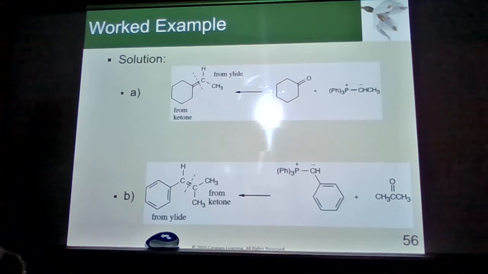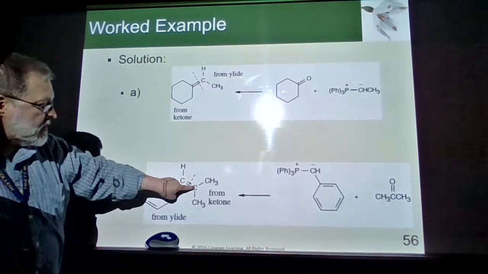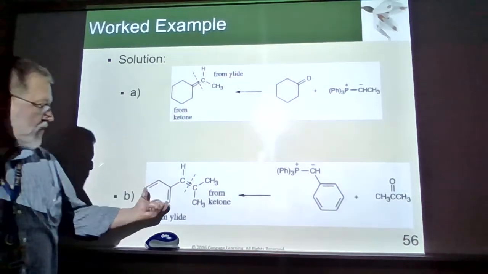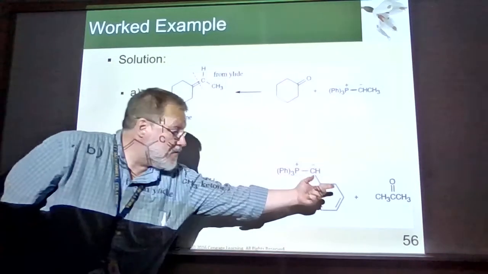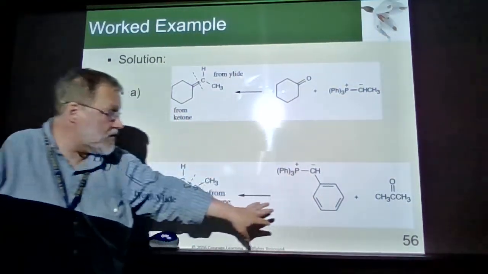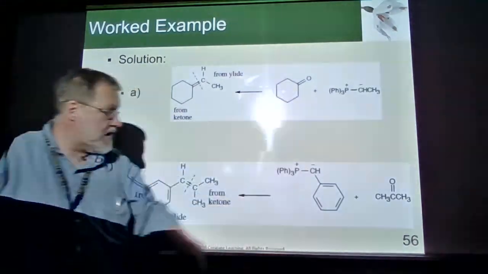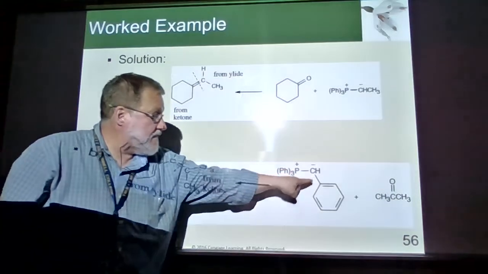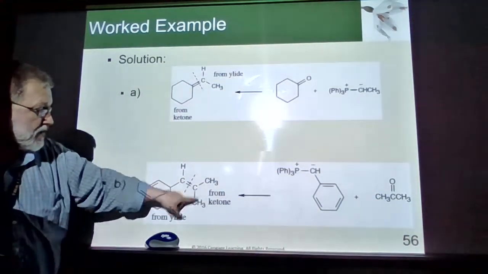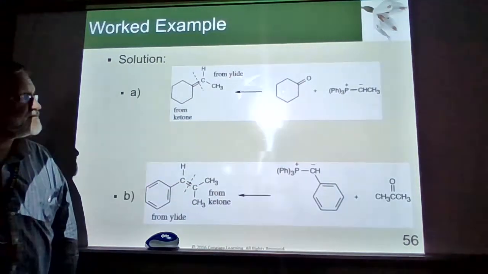For B, you can either use the C double bond O acetone here or benzaldehyde. Here you can choose using acetone and this phenyl substituted derivative, creating this ylide. This then condenses with the C double bond O, giving you your tri-substituted alkene.